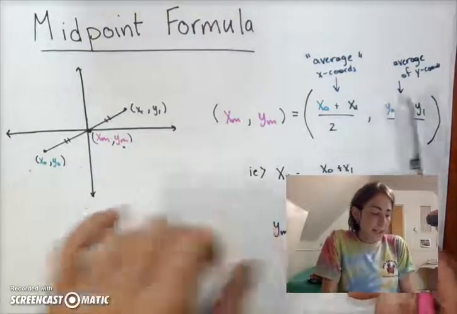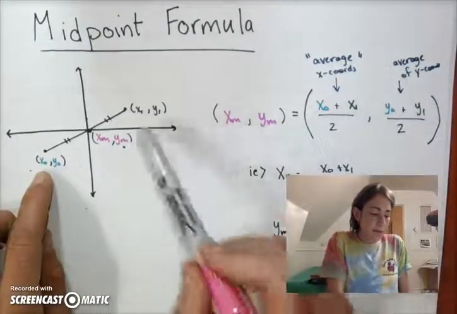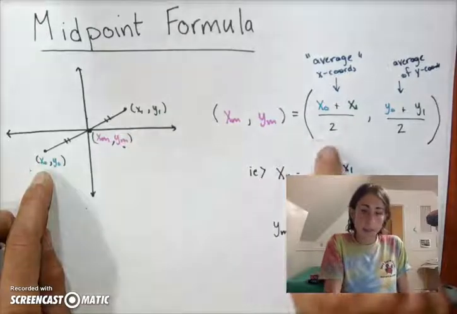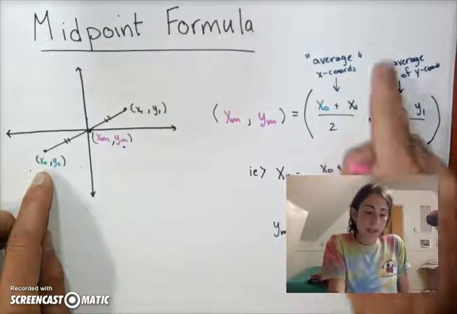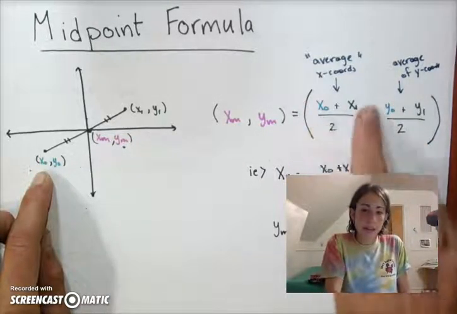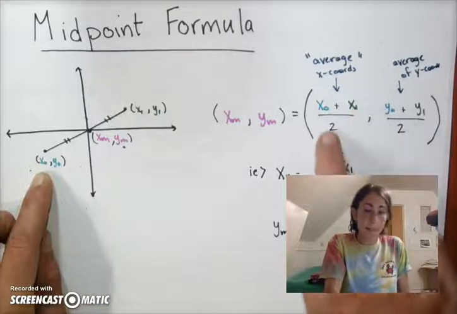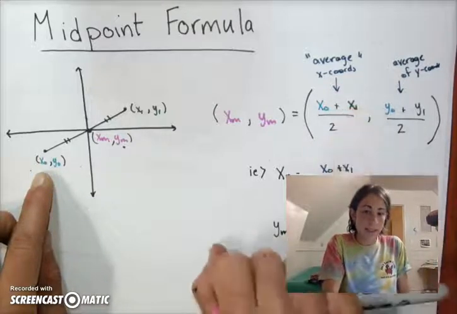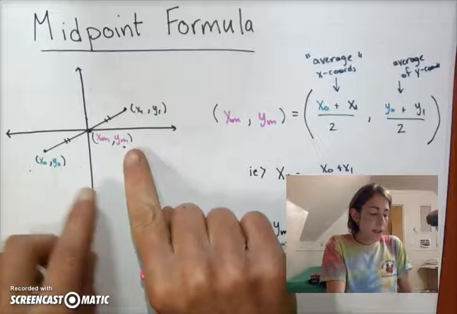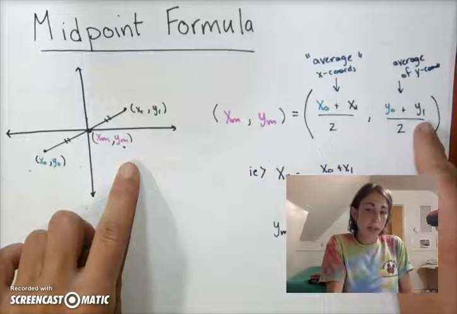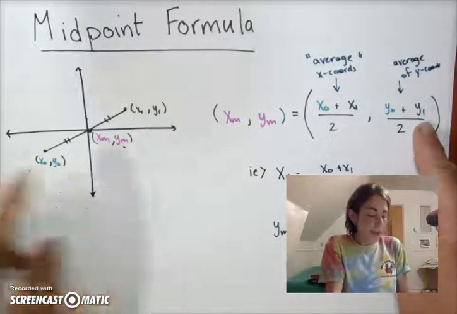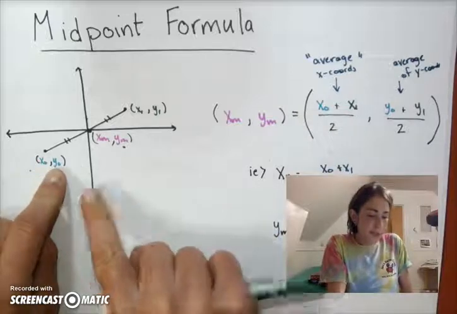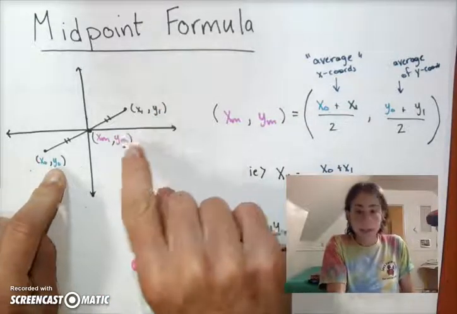I find it by taking x0 plus x1 and dividing by 2. You'll notice this is just the average of the x coordinates, so it's basically saying the middle of the x's gives us the new x coordinate. I get the y coordinate by finding the middle of the y's. So I take y0 plus y1 and divide it by 2.